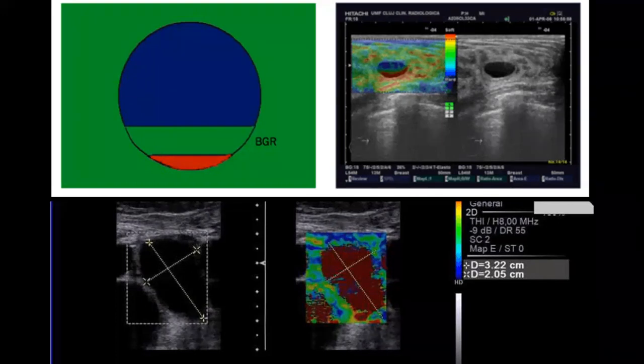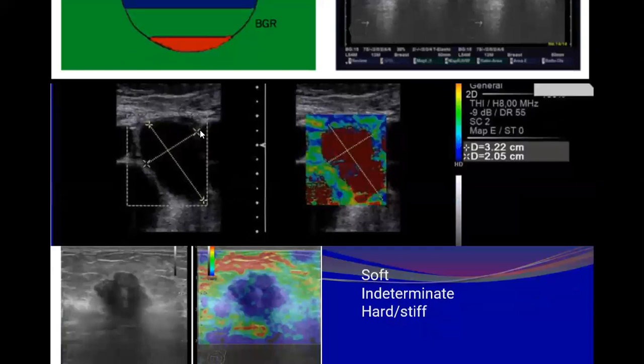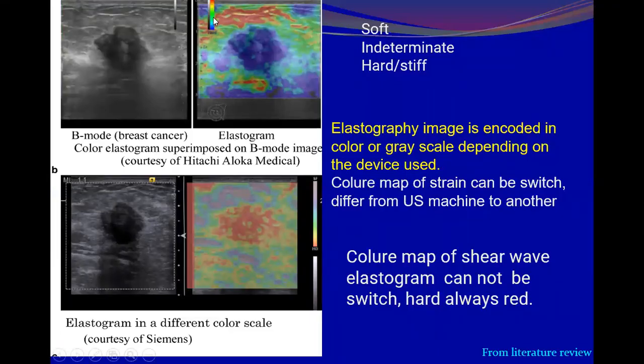Okay. You will find that it depends on the machine. This Hitachi machine has hard as blue and soft as red. And this machine is Siemens. They use hard as red and blue as soft. You got my point? You will look at the machine to see how they used the color map. From machine to machine, the strain color map is different.